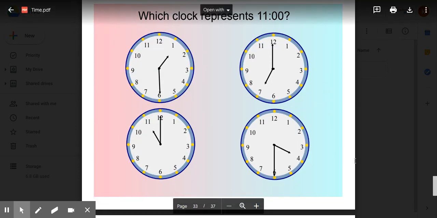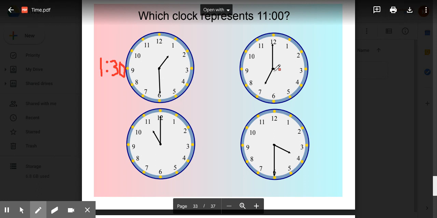All right, which clock represents 11 o'clock? Now, I'm going to write the time for each analog clock and then determine which one shows 11. So let's take a look at the first one. The hour hand is pointing to the, very good, the 1. And the minute hand is pointing down. When the minute hand is pointing down, it is 30. So this clock shows 1:30.